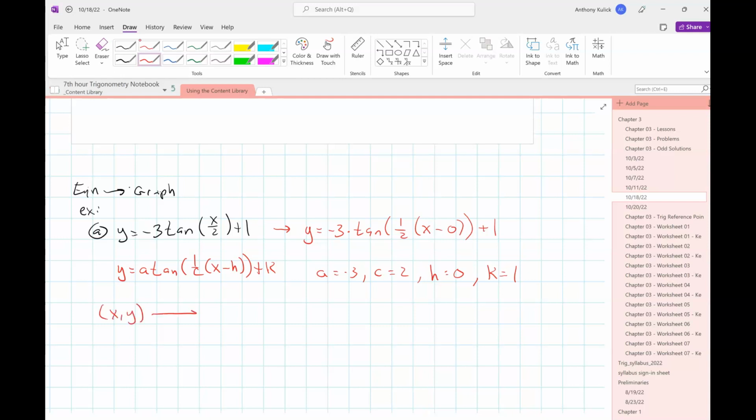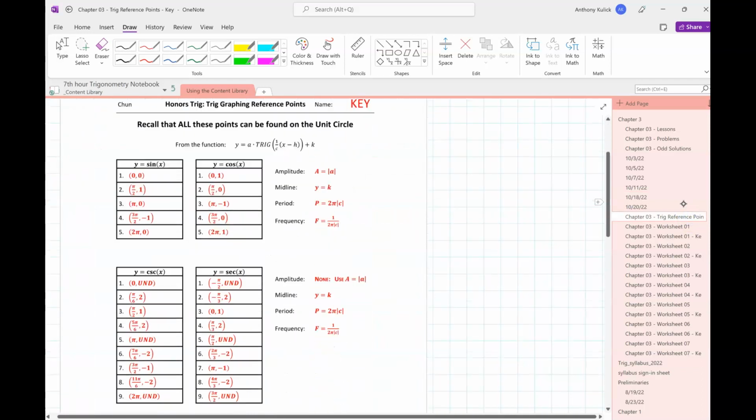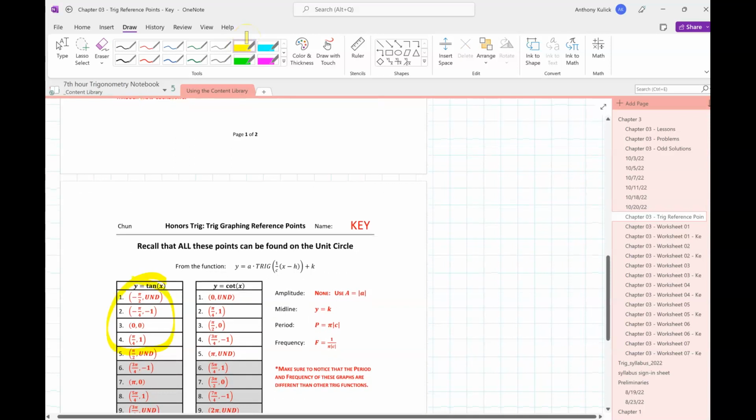Okay, so next thing I'm going to do is I'm going to write my transformation map. The nice thing is that it's the exact same transformation map we've used before. So I'm just going to fill in my values for C and H and A and K. And then I'll go to my reference point sheet, go and find tangent. So I'm going to use just those in white.